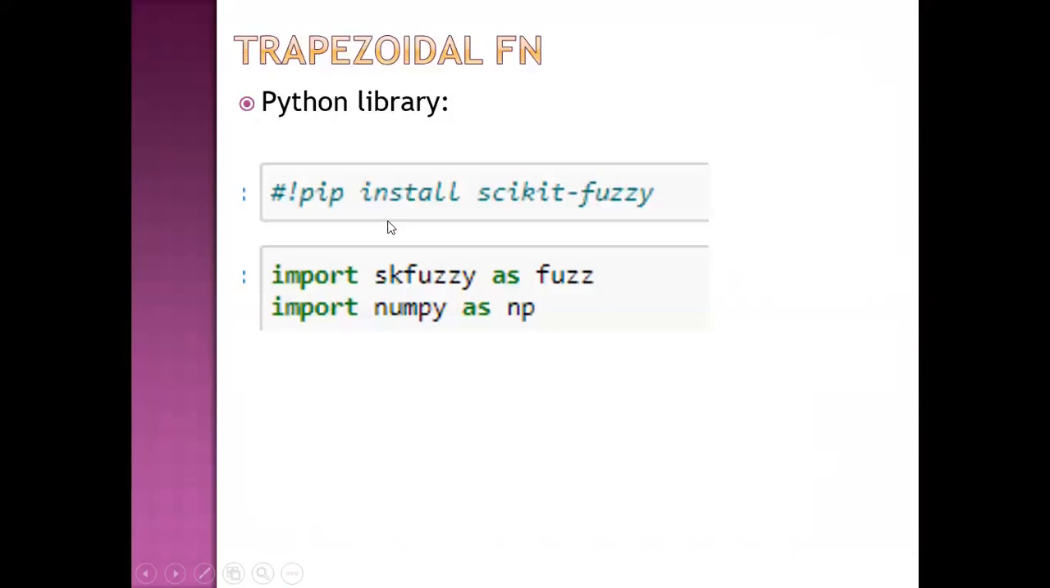Then trapezoidal fuzzy number. This is another type of fuzzy number. The first one we have seen was the triangular fuzzy number. This is another one, trapezoidal fuzzy number. These are an easy way to describe a fuzzy set and fuzzy numbers useful for various operations. So I will not describe in detail, but we can use the SK fuzzy library, which is part of the scikit library, for the trapezoidal fuzzy numbers. So the viewers are referred to the documentation of the SK fuzzy library.